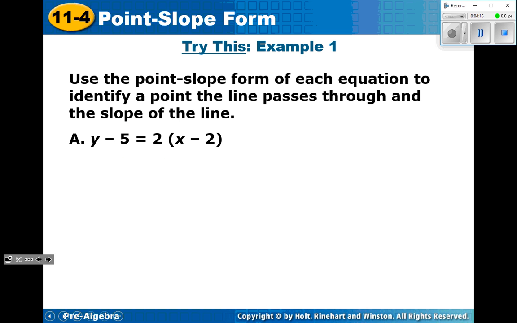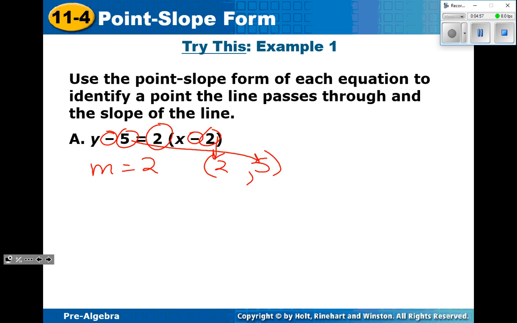Okay, you go ahead and pull out the slope and the point from the equation. y minus 5 equals 2 times the quantity x minus 2. Should be pretty quick. The slope is in this spot, so the slope is 2. And then the ordered pair is (2, 5). Make sure you get your y over here and your x here, and the minus is part of the form.